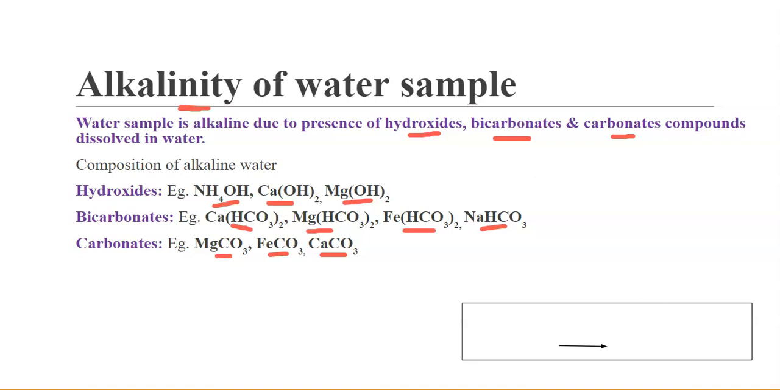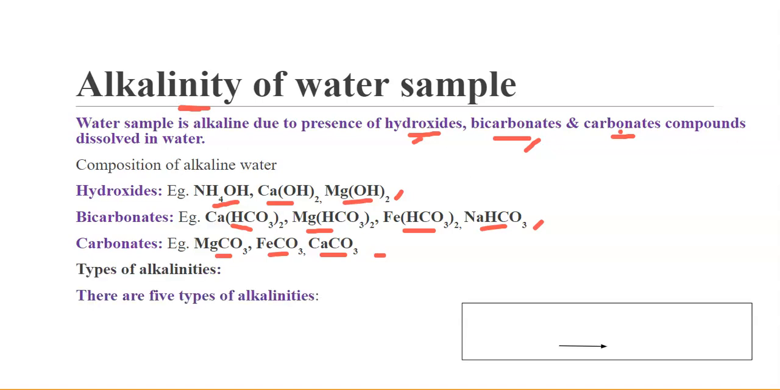Also, depending upon which types of salts are present in water, there are different types of alkalinity of water. If water contains only hydroxide salts, then it will be only hydroxide alkalinity. If water contains only bicarbonate salt, then it will be only bicarbonate alkalinity. If it contains only carbonate salts, then it would be only carbonate alkalinity. So three types are here depending upon the three salts.